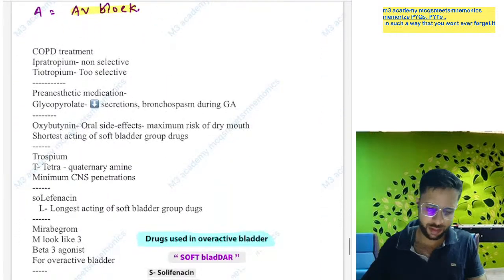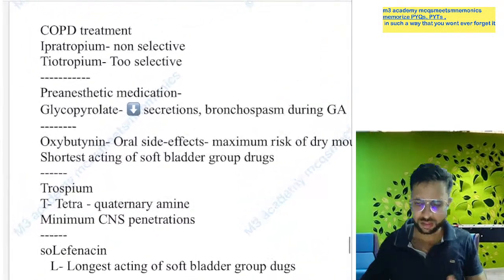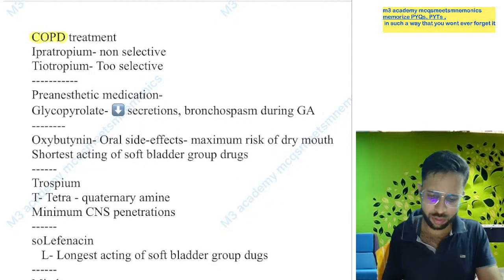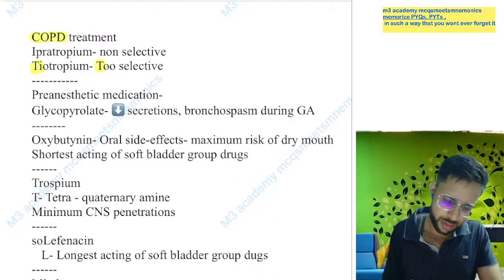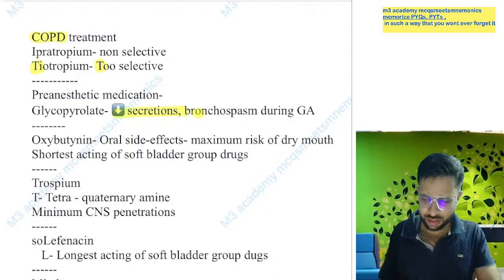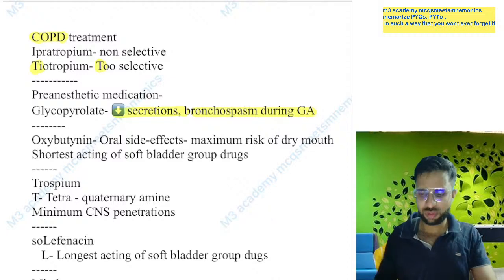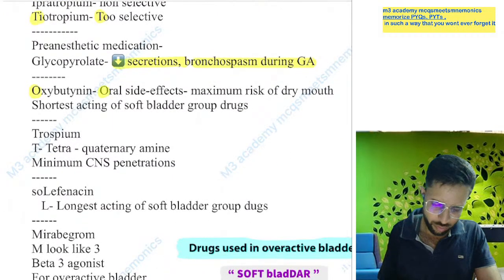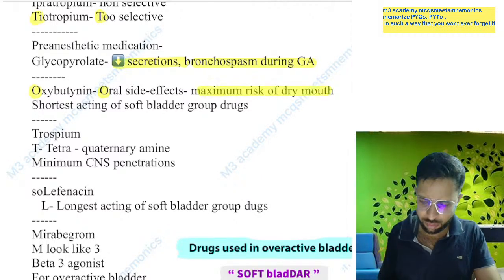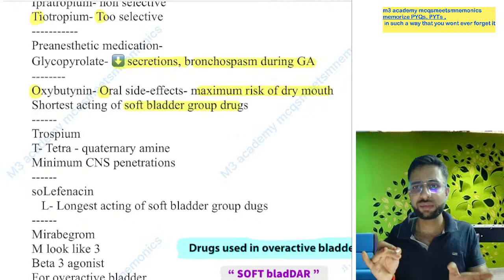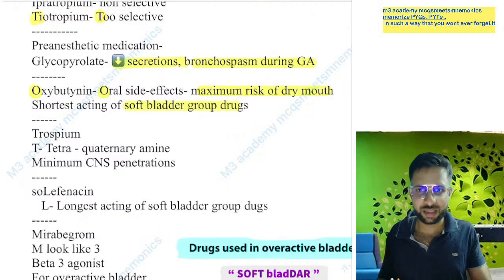Yes. Now, the more use of anticholinergic drugs in COPD, we use ipratropium and tiotropium. So tiotropium is the M3 selective drug. In pre-anesthetic medication we use glycopyrrolate. It decreases secretion and decreases bronchospasm during general anesthesia. And oxybutynin O4, you can remember oral side effect is there, so maximum risk of dry mouth. And this is the shortest acting drug from the soft bladder group. Yes, we will see what the soft bladder is.